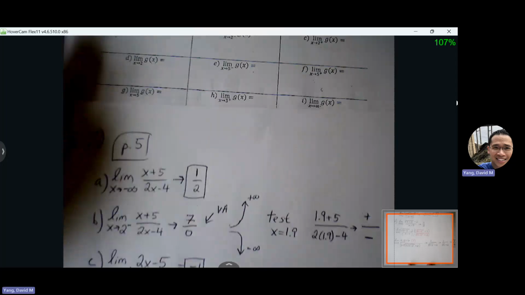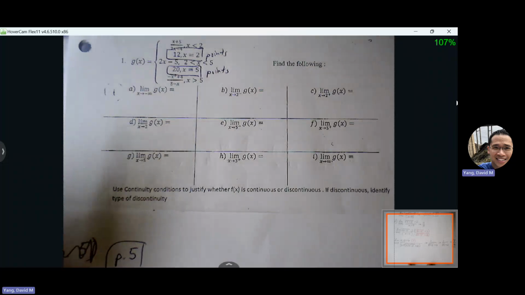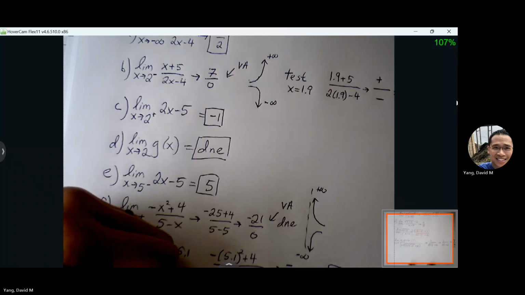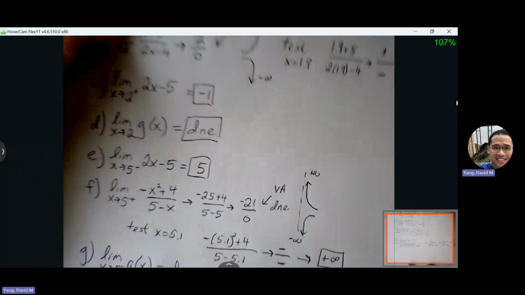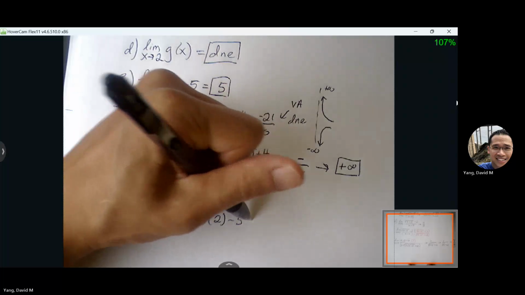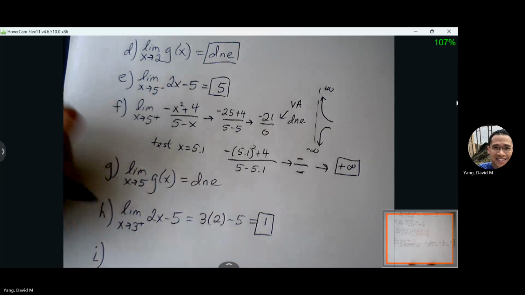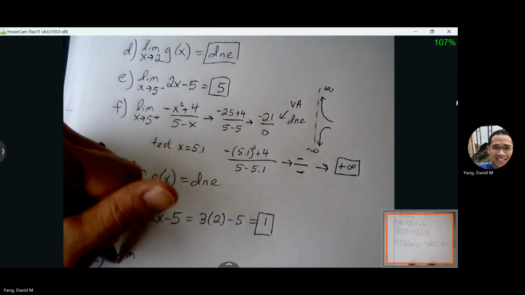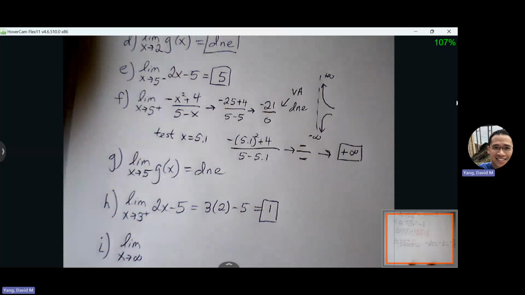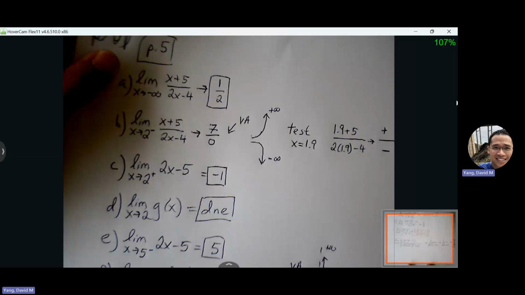Okay, 3 from the right. Which one do we choose? 2x minus 5. Okay, direct substitution. All right, approaching infinity. Which one do we choose for that? Last one, yeah.